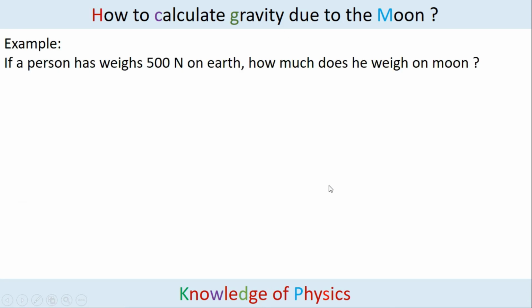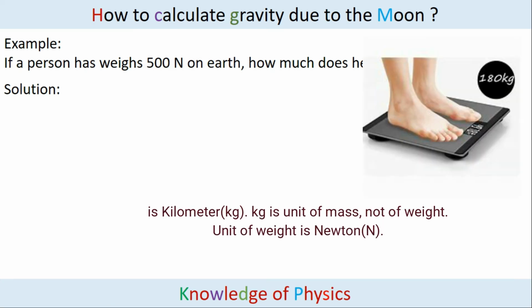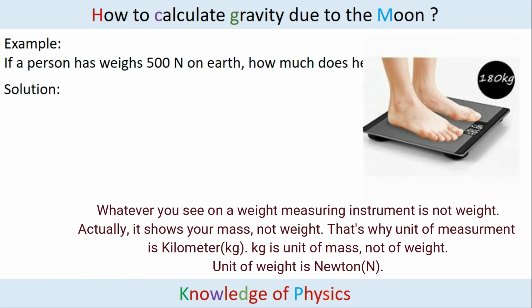Example: here you can see a question. If a person has a weight of 500 Newton on earth, how much does he weigh on the moon? Actually, whatever you see on the weight measuring machine or instrument is not weight, that is actually mass. That's why I am writing here the weight of the person, so it is 500 Newton. And how much does he weigh on the moon?